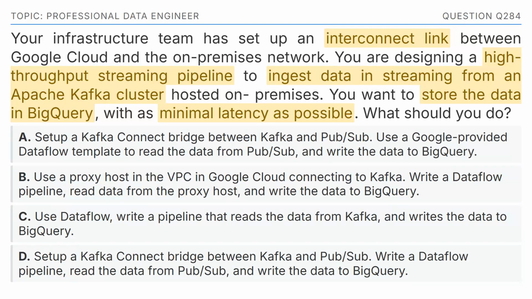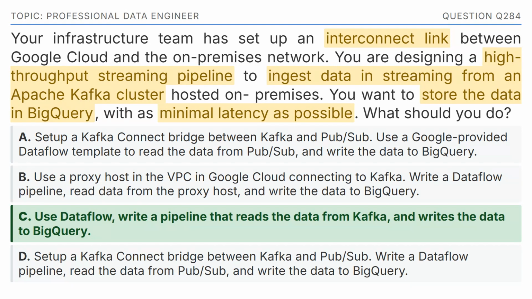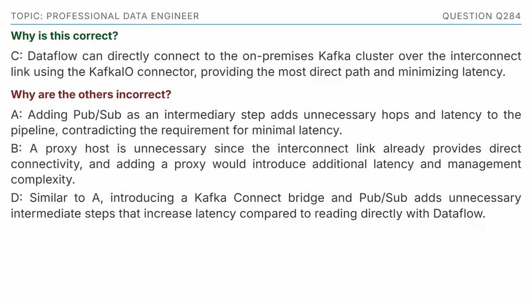To arrive at the correct answer, we focus on the keywords: interconnect link, high-throughput streaming pipeline, ingest data in streaming from an Apache Kafka cluster, store the data in BigQuery, minimal latency as possible. Correct answer is option C, use Dataflow, write a pipeline that reads the data from Kafka and writes the data to BigQuery. Why is this correct? Dataflow can directly connect to the on-premises Kafka cluster over the interconnect link using the Kafka I/O connector, providing the most direct path and minimizing latency.